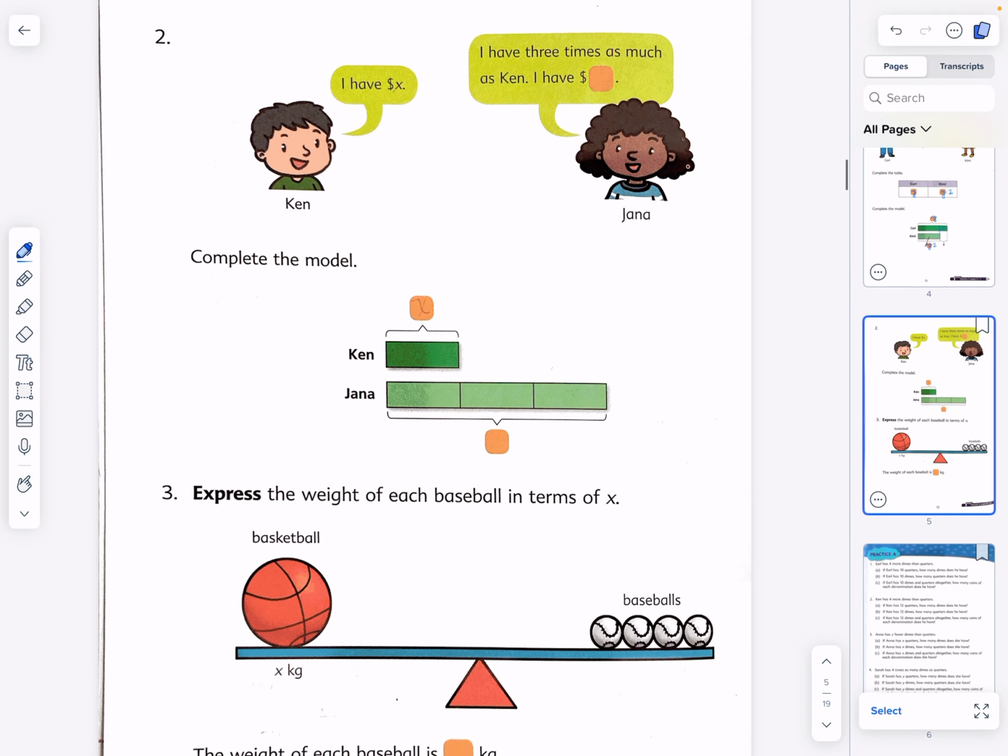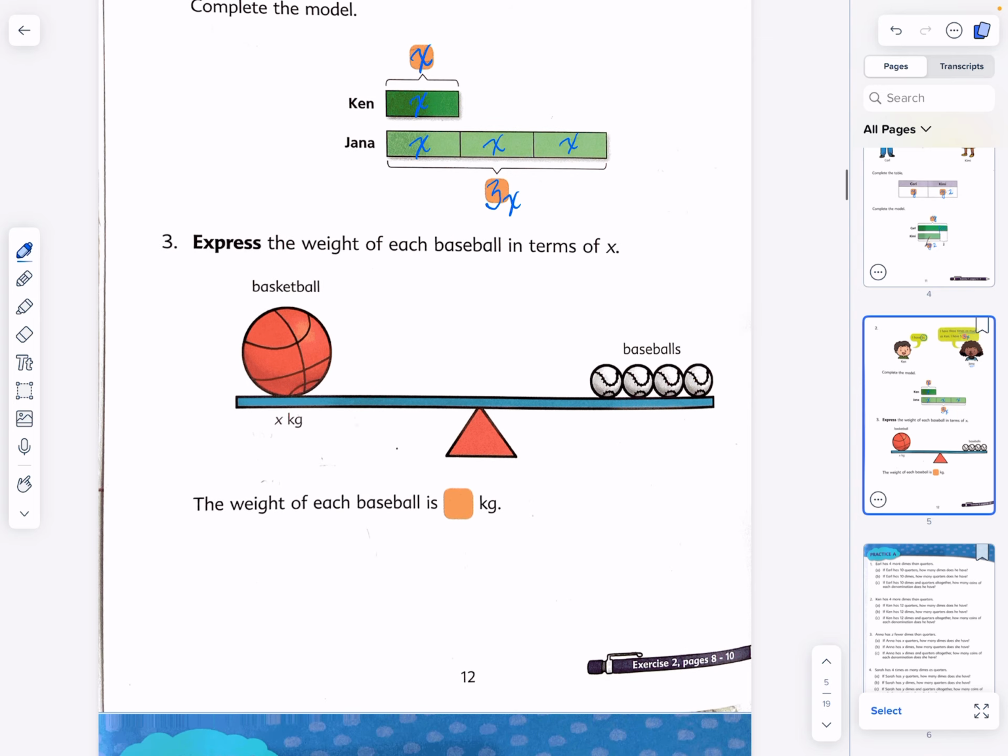Now, next example. Ken says, I have X dollars. But Yana says, I have 3 times as much. How do we translate 3 times as opposed to 3 more in mathematics? We say 3 times X. For example, if Ken has X dollars, Yana has X 1 time, X 2 times, X 3 times, or we write it as 3X. Now, again, look at this language of algebra. Express in terms of X. In other words, translate the situation from English or from the picture using X in your expression.